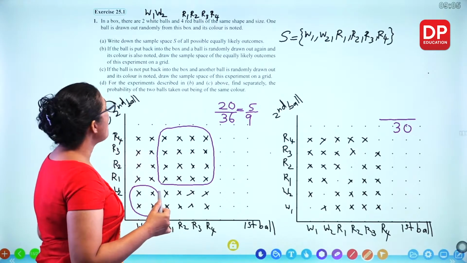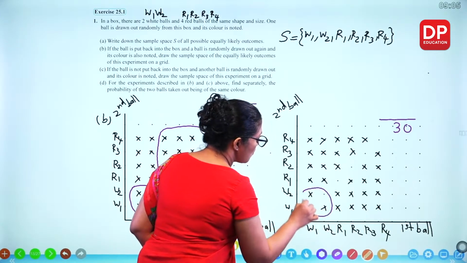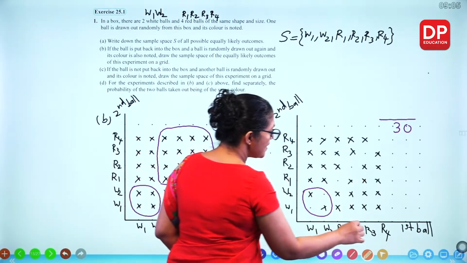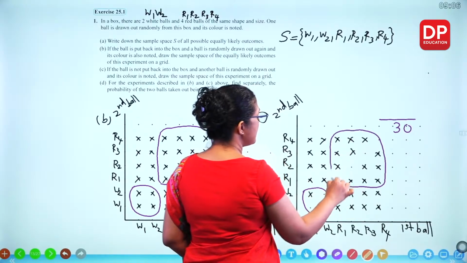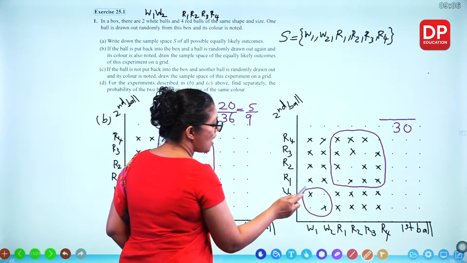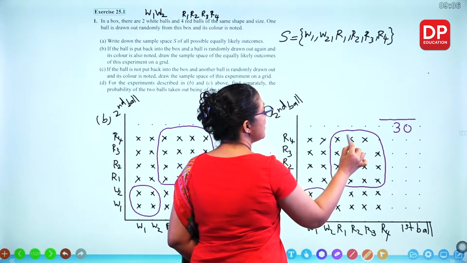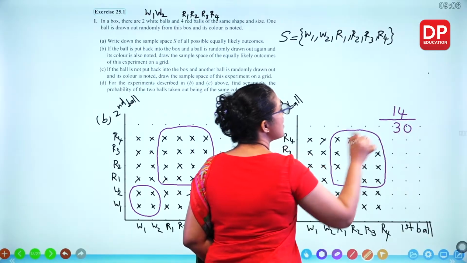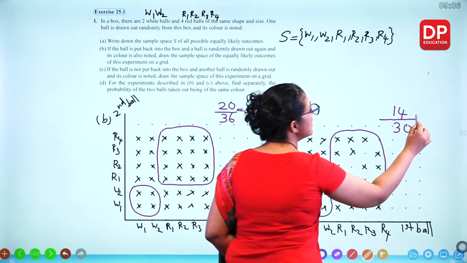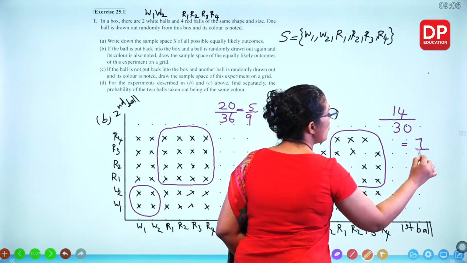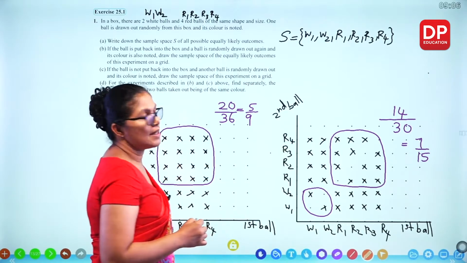Now, what's the probability of getting the same color here? If this is white, this is white. And if this is red, you are getting all reds. Now the outcomes are 1, 2, 3, up to 14 outcomes out of 30. When you simplify this, you get 7 over 2 times 15, so 7 over 15 for the probability.